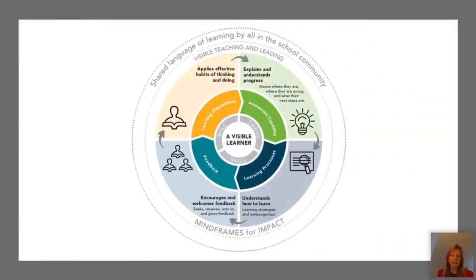So my first slide is about the visible learning donut. And for me, this is the whole picture of what visible learning is all about. It's about the interconnectivity of these elements. So what we have at the front and the center is the visible learner. So focusing on our learners, focusing on our pupils and our students.